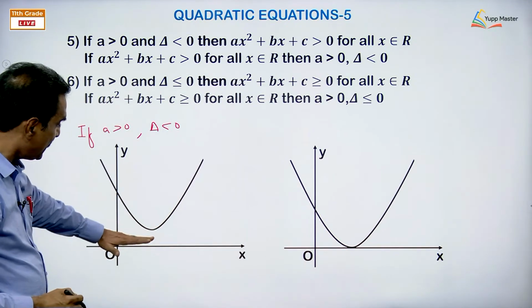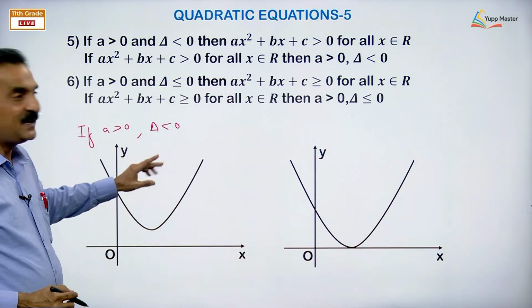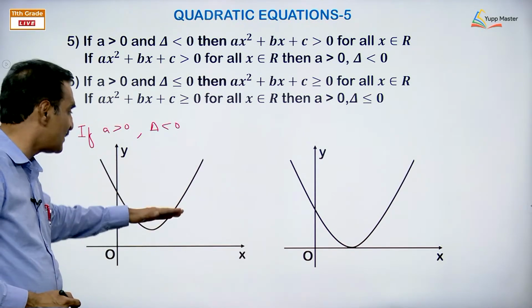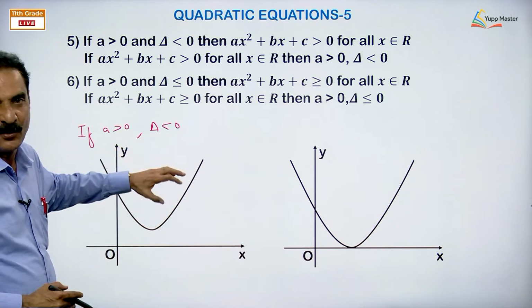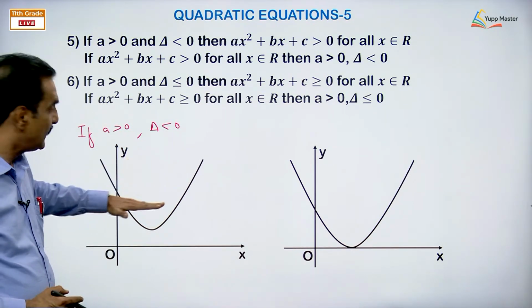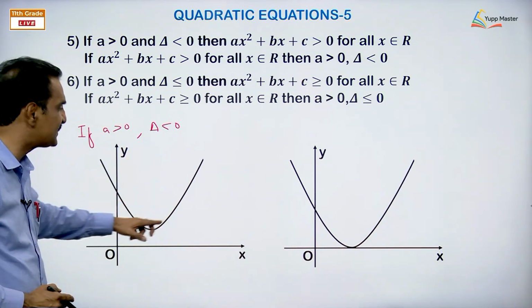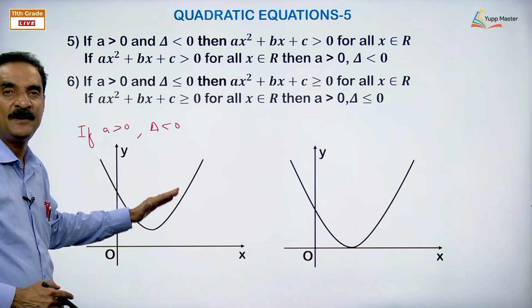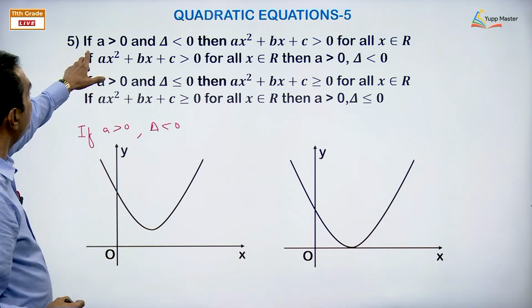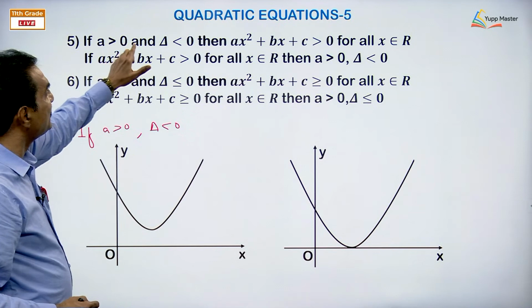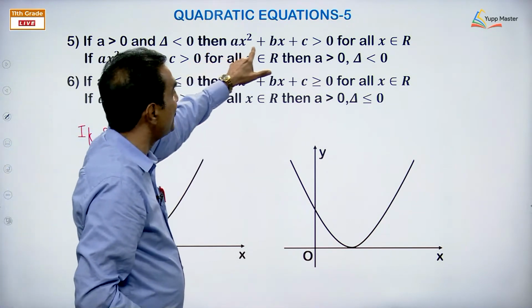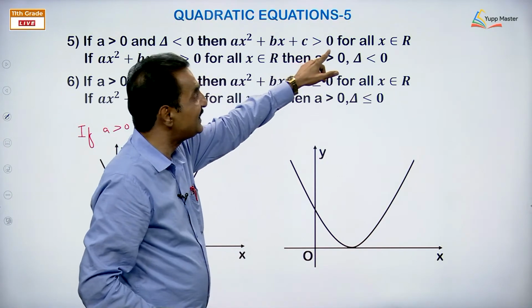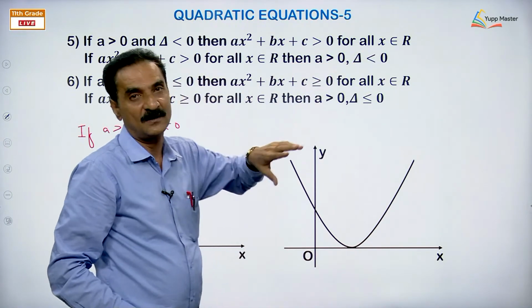Then how is the graph? It is completely above the x-axis, which means the value of y is always positive. All of you know that above the x-axis, for any point, y is positive. So whatever value of x you take, the value of y will be positive. So the same point is: if a is greater than 0 and delta is less than 0, then the expression ax square plus bx plus c is greater than 0 for all x belongs to R.